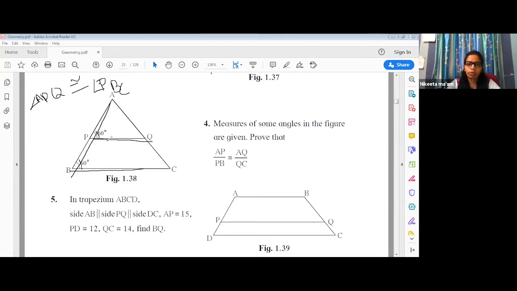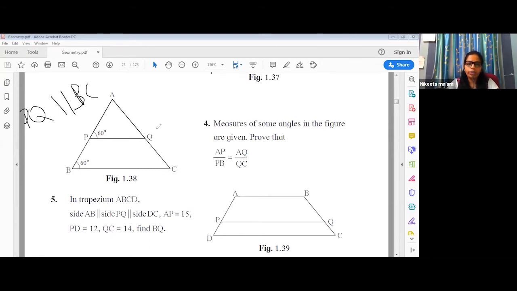If two corresponding angles are equal, or congruent, you can say that these two lines are parallel to each other, the converse of the parallel lines theorem, right? So according to that theorem, I can say that these two lines are parallel to each other. So PQ is parallel to BC. Yes, so these two are parallel in triangle ABC.